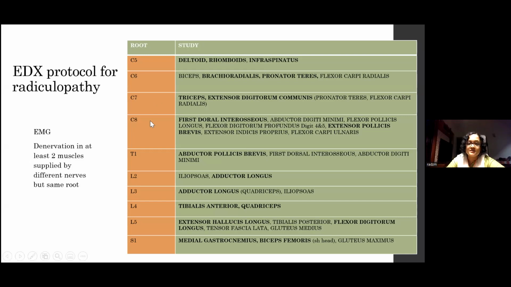In the same way, C6: brachioradialis, pronator teres. C7: triceps, extensor digitorum communis. Unfortunately, both are radial.